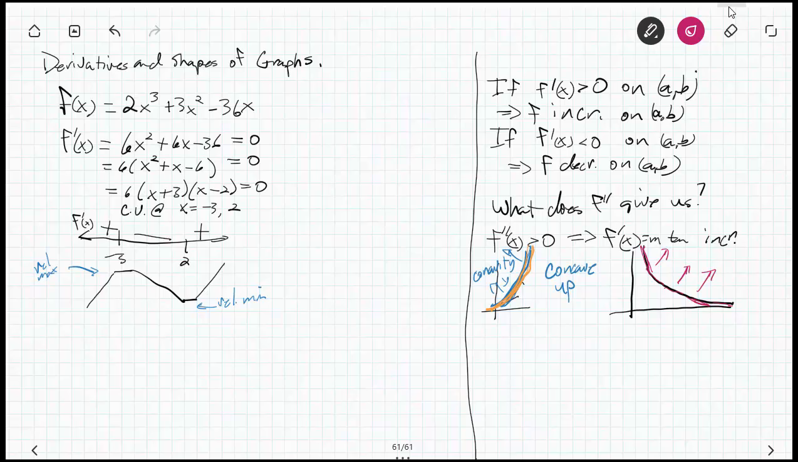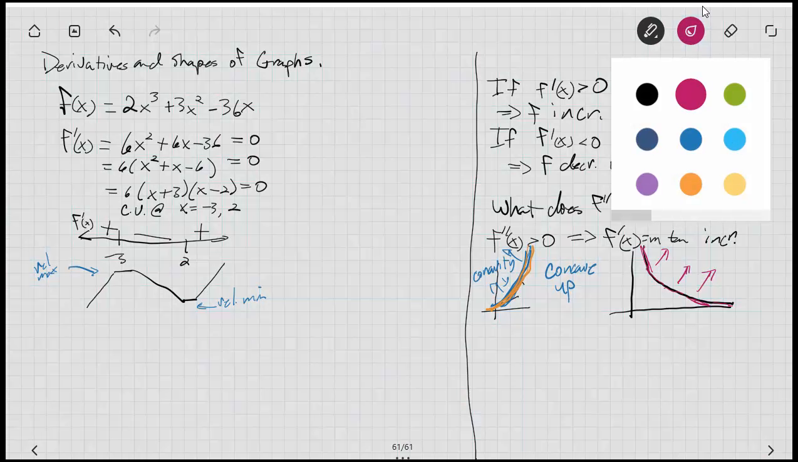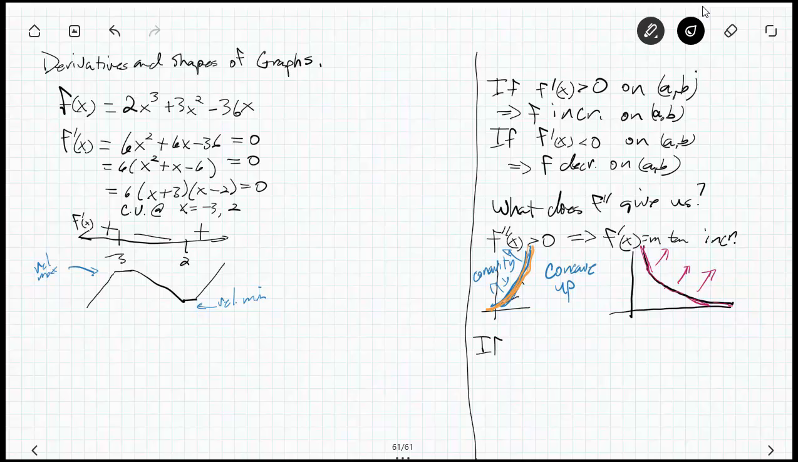Hey, and guess what? Look at my concavity again. It's concave up. So what that tells me is if f double prime of x is greater than 0 on an open interval from a to b, this implies that f of x is concave up on (a,b). Two ways. I could be increasing and concave up or decreasing and concave up.